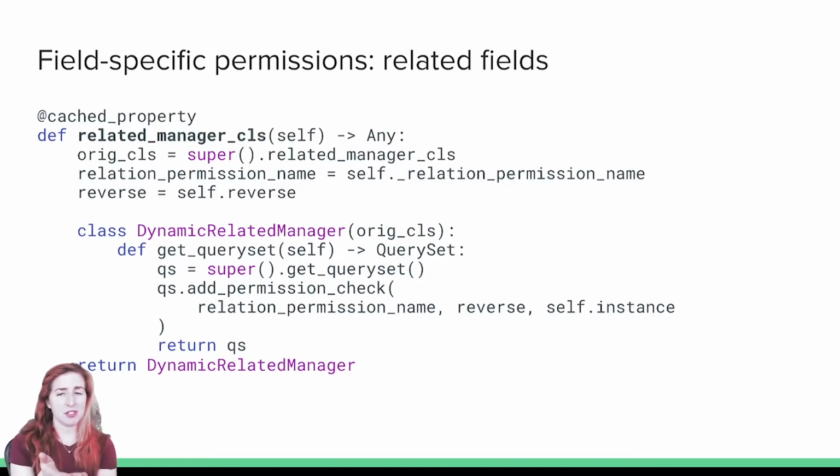Related_manager_class is a method that gets called at runtime and computes what the related manager class should be for a.friends or cake.toppings. What we do is override that related manager, override get_queryset, pass in our own special queryset, or add our own permission checks to make sure that we're checking a reverse permission as well, and then return that class. So there's a lot of overriding and diamondism because Python is cool, so why not?